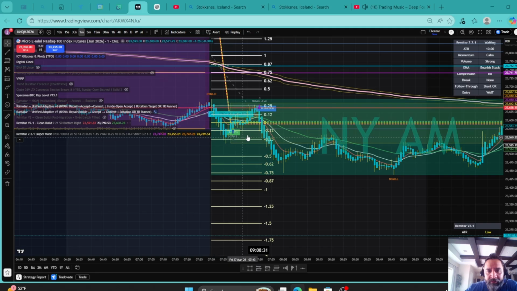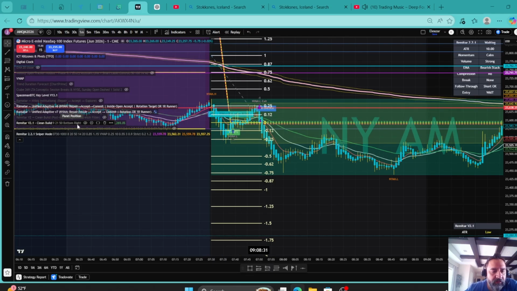That's my other ones, that's the smaller ones. Right here, once price cleared under this particular red line, that's the other reason why I said this was a legitimate move here.